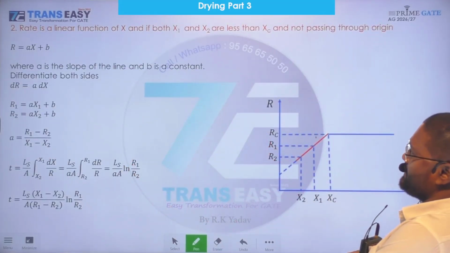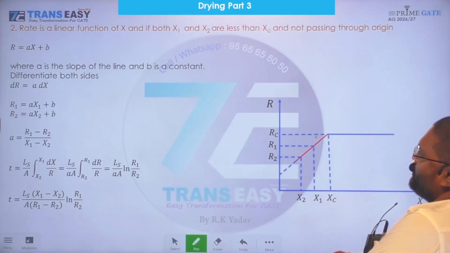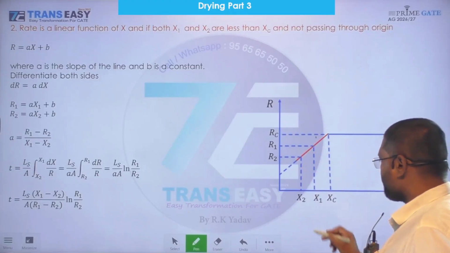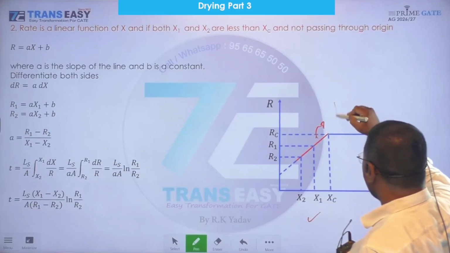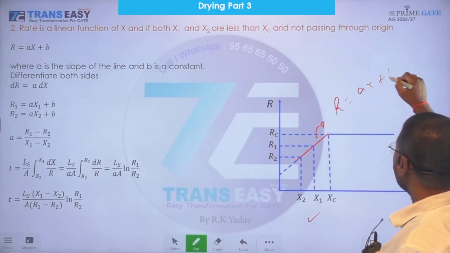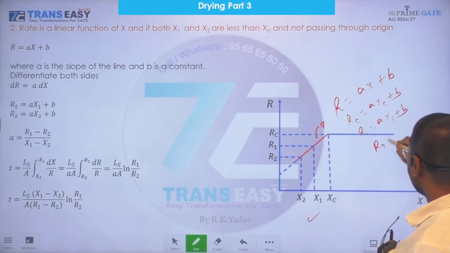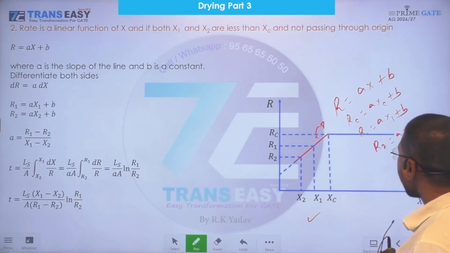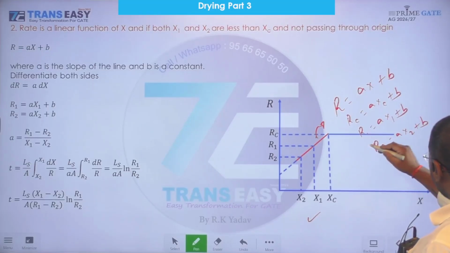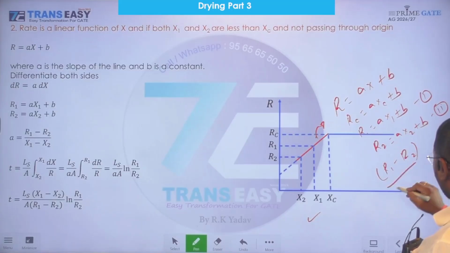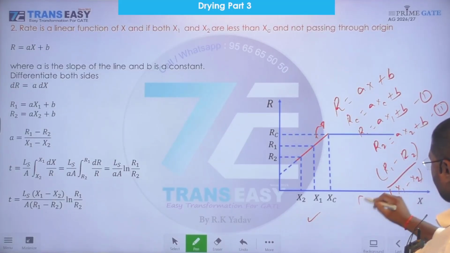What is a linear function of x? If both x1 and x2 are less than x2 and not passing through the origin, this is the situation. Right? So here we have R equals a x plus b: R_C equals a x_C plus b, R1 equals a x1 plus b, R2 equals a x2 plus b. Dear friends, take the differences. So R1 minus R2 upon x1 minus x2. This is a here.